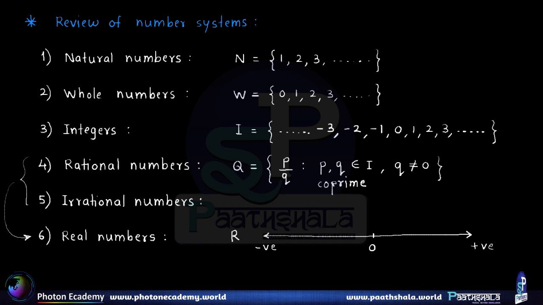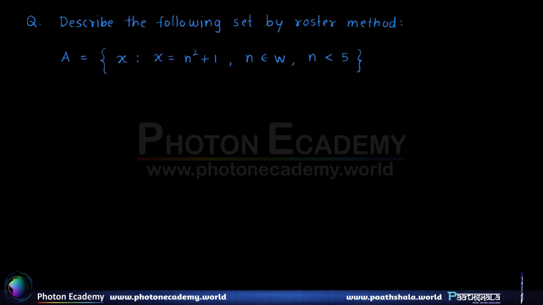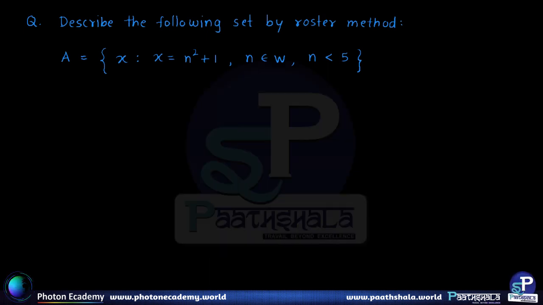Now let us solve a few sums based on the roster method and set builder method. Describe the following set by roster method. So here if you see, we are given a set in set builder notation. Set A is a set of all elements x such that x is equal to n square plus 1, where n is a whole number and n is less than 5.